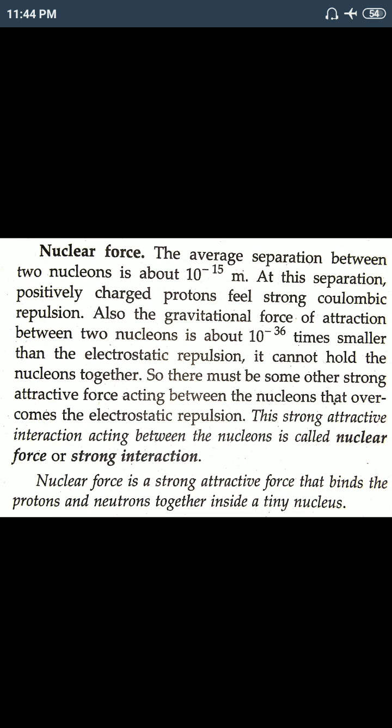Again the meson particle is exchanged between them, then again the proton is converted to a neutron, and the neutron is converted to, sorry, a proton. Due to this exchange of meson particles, a strong interacting force acts, and that is called nuclear force or strong interaction.